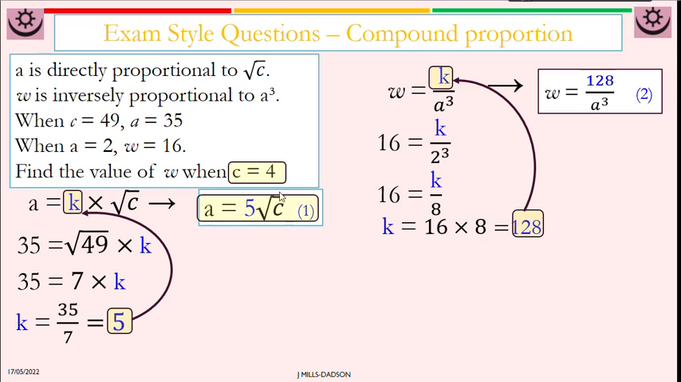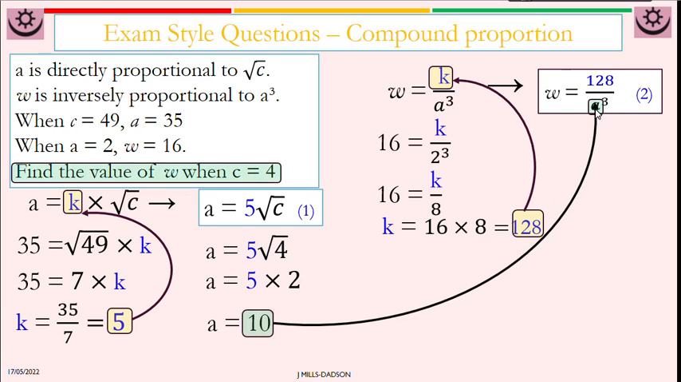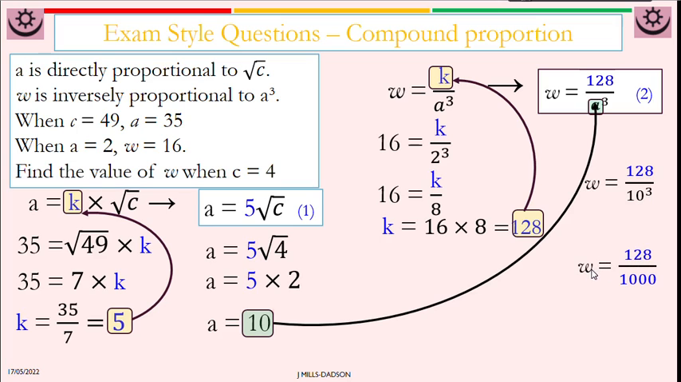So we're going to use C in equation 1. Replace C with 4. So A is equal to 5 times root of 4. Square root of 4 is 2. So A will be 5 times 2, and A is 10. Knowing that our A is 10, we know we have the A in this formula as well. So we're going to put 10 into A here to help us work out the value of W. So you're going to have 128 over 10 cubed. 10 cubed is 1,000, and W is equal to 128 divided by 1,000. So our W will be 0.128.